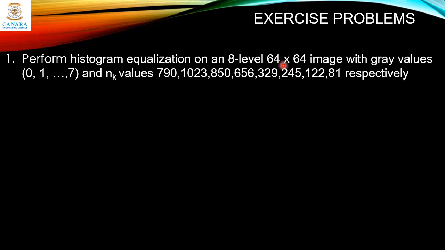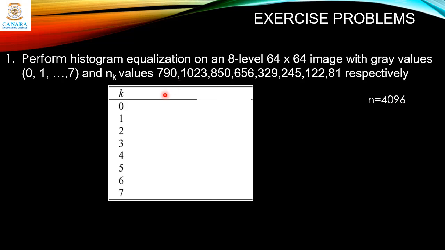It's a 64 cross 64 image. That means the total number of pixels will be 64 into 64, that will be 4096. And if you add these pixel values up, 790, 1023 and so on till 81, it will be 4096. That you should check. Okay, so let's do the problem.